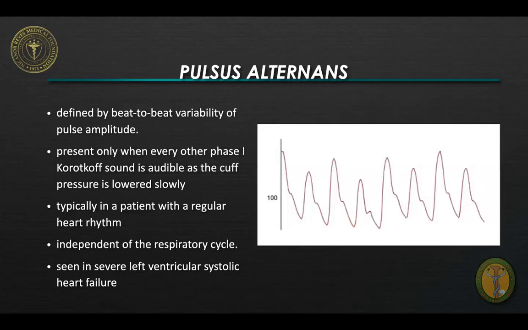The next is pulsus alternans. This is defined by beat-to-beat variability of pulse amplitude, present only when every other phase 1 Korotkoff sound is audible as the cuff pressure is lowered slowly. This is typically seen in a patient with a regular heart rhythm. It is independent of the respiratory cycle. This can be seen in patients with severe left ventricular systolic heart failure.